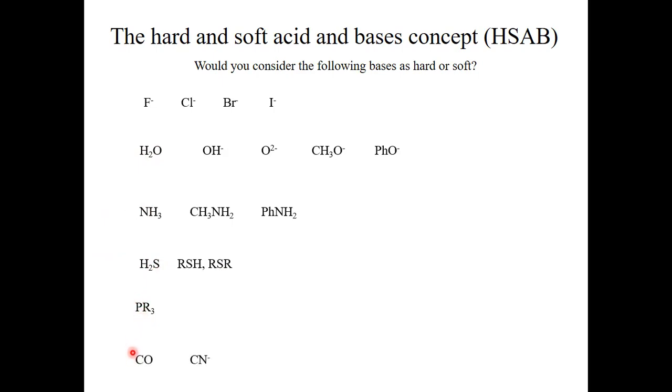All right. So last but not least, CO and CN minus. We talked about these previously. Would you consider them hard bases or soft bases? Soft, correct. So at first glance, you may think they're hard because the carbon atoms are the donor atoms, but they are actually able to make pi interactions with Lewis acids. And for that reason, they are actually soft bases.